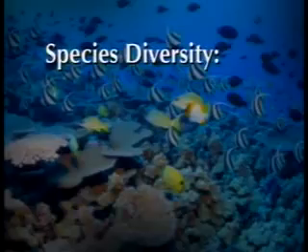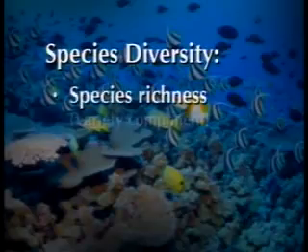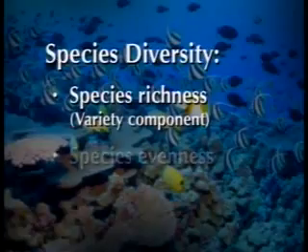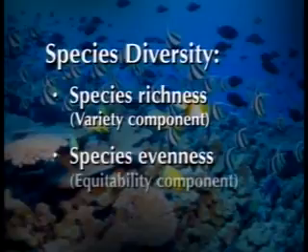As far as species diversity is concerned, this is the most commonly used level of biodiversity, and it has two important components. One is the species richness, what we also call the variety component, which means how many different kinds of species we have in a given system. And second is the species evenness, or what we also sometimes call the equitability component, which refers to how evenly species are distributed in a system.